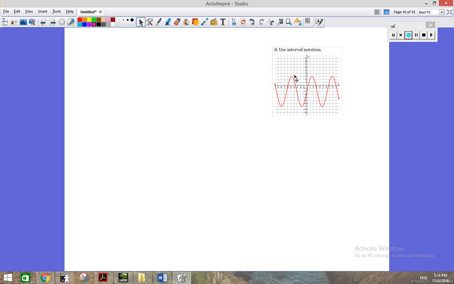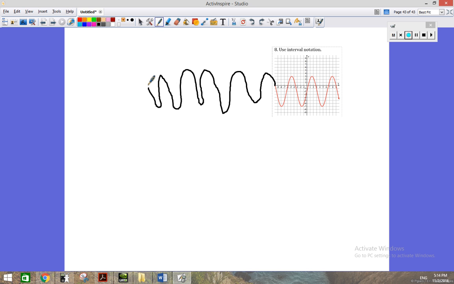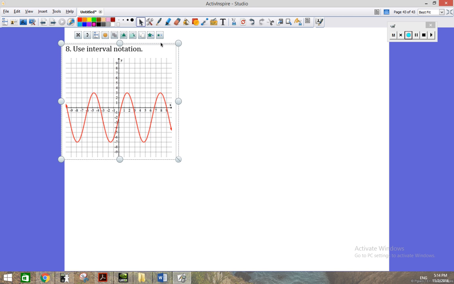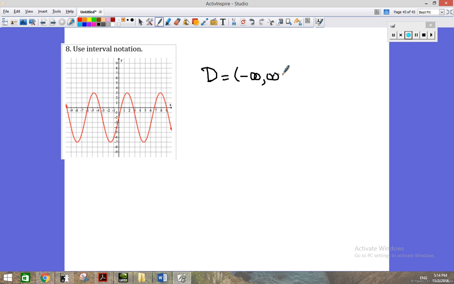If this wave goes in the other direction, and as this wave goes to the left here, the x values are getting far away from the origin and they're heading towards negative infinity. So I know that the domain of this function is all real numbers. That wave extends on to the left forever and to the right forever.